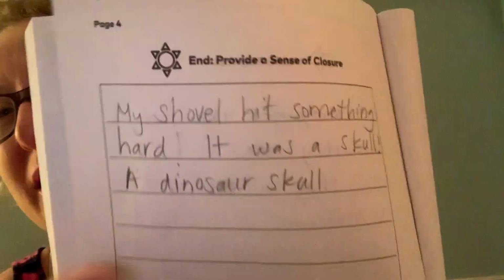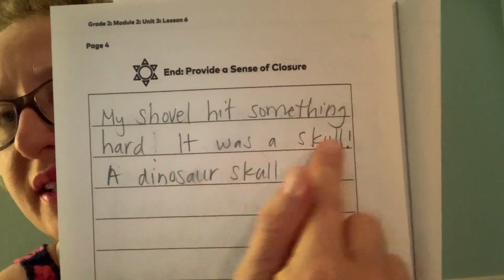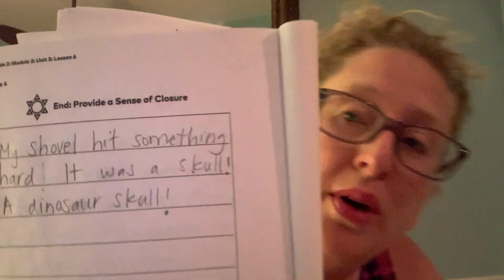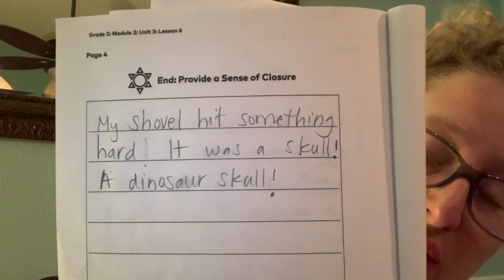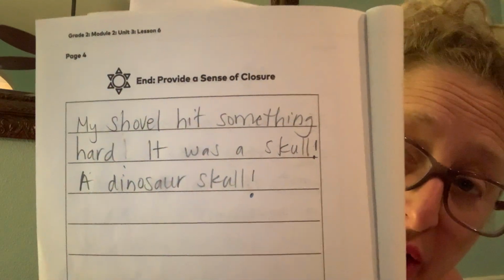Okay, so I'll get rid of one, because an exclamation point is like, yes, this is all very exciting, but I just want to use 2. My shovel hit something hard, period. It was a skull, a dinosaur skull. I don't have an ending here, so I'll add an exclamation point. So I have 1 period and 2 exclamation points there. You always have to end your sentence with a punctuation mark.